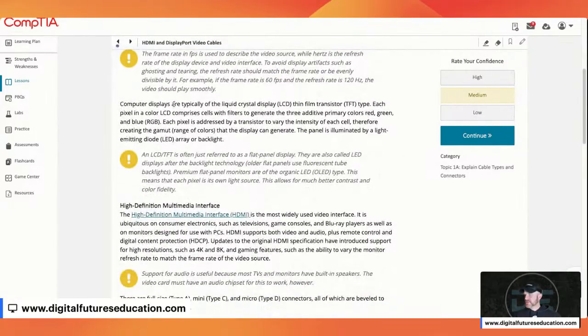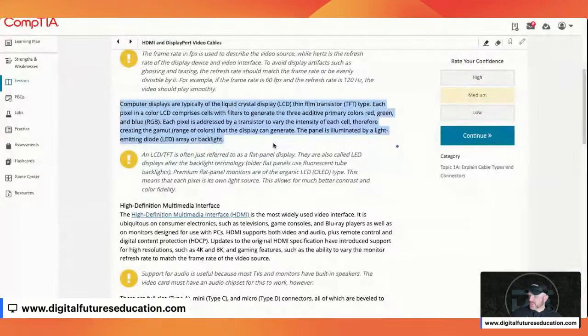Computer displays are typically of the liquid crystal display, LCD, thin film transistor type. Each pixel in a color LCD comprises cells with filters to generate the three additive primary colors, red, green, and blue. Each pixel is addressed by a transistor to vary the intensity of each cell, therefore creating the gamut, the range of colors that the display can generate.